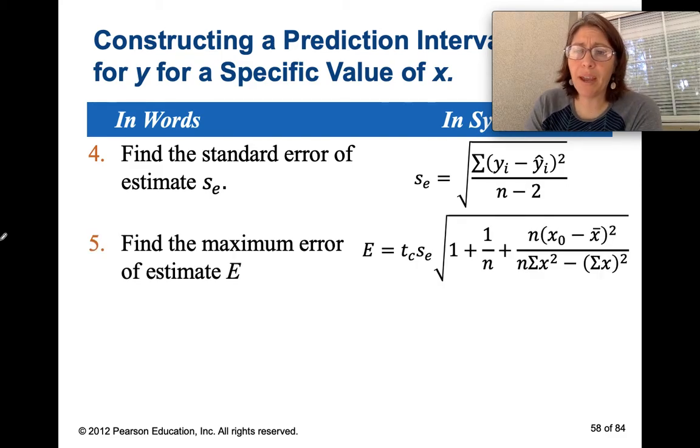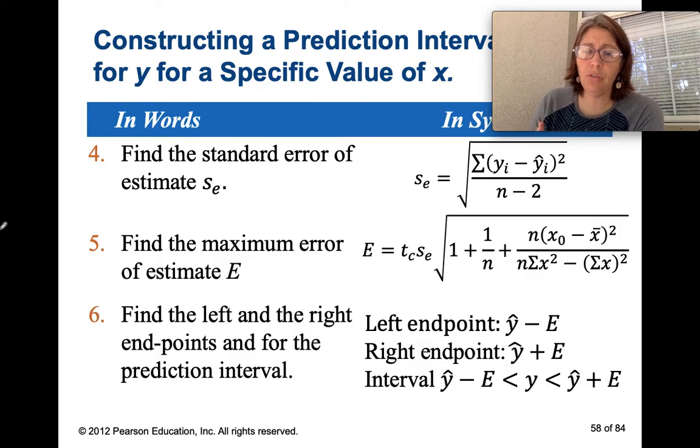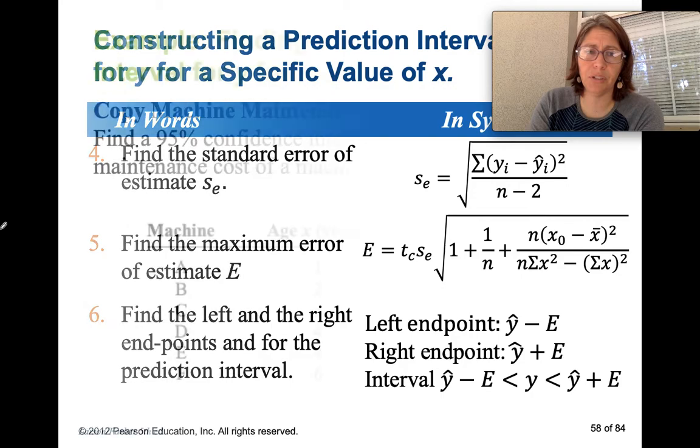Now we're going to find the maximum error of estimate. We're going to plug all these numbers that we find into this equation. And then we're going to find our left and our right endpoints. We're going to take our y hat minus E and our y hat plus E. And that's going to be our interval. So let's walk through that.